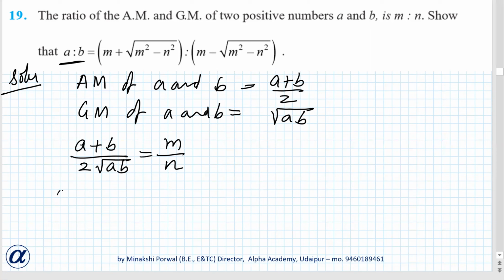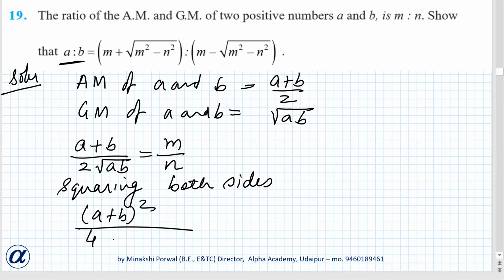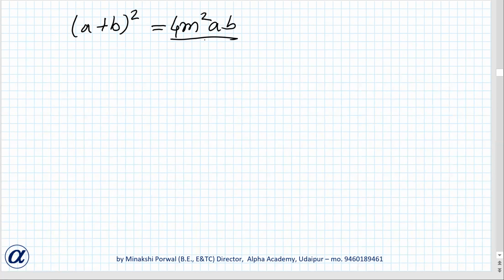So first of all, squaring both sides, it will be (A plus B) the whole square equals to 4AB into M square upon N square. Now we will write again, (A plus B) the whole square equals to M square 4AB upon N square. Or A plus B is the square root of this, that is 2M under root AB upon N.